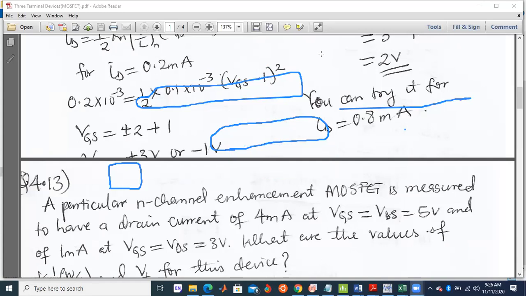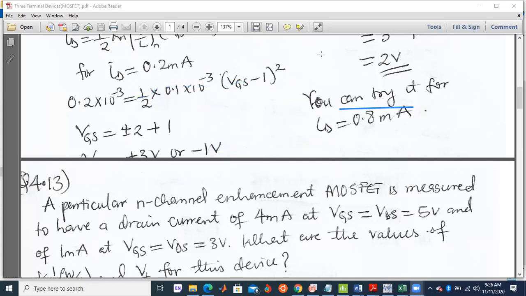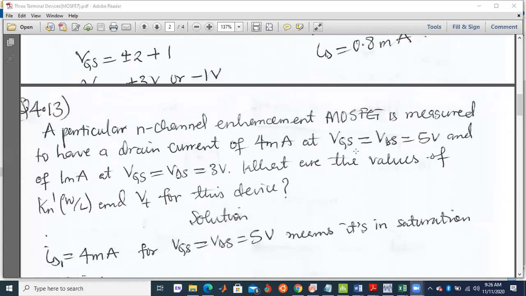Let's move to question number 2. I'm trying to clean up this one. Okay. Question number 2.